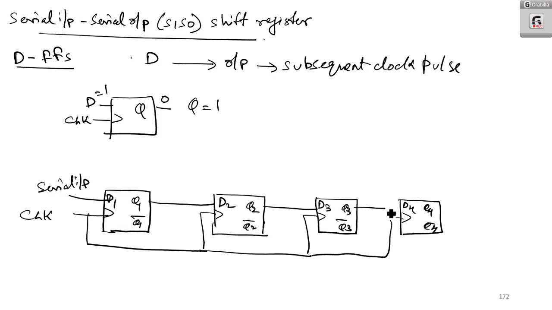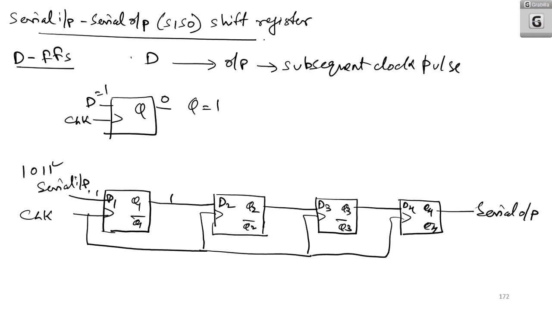Now, here you are taking the output only from Q4. That means you are getting serial output. Now, let us check how it is functioning. Let the serial input be 1, 0, 1, 1. Initially 1 is fed in here. In the first clock pulse, that 1 goes to here.